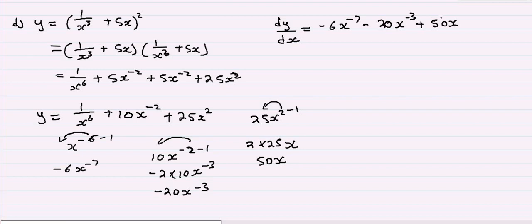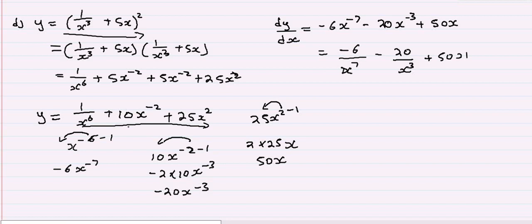So if you want to simplify the negative exponent, this will be the same as negative 6x exponent 7, minus 20 over x exponent 3, plus 50x. So as I've said, you expand the brackets, then after expanding the brackets, you apply the rules of differentiation.